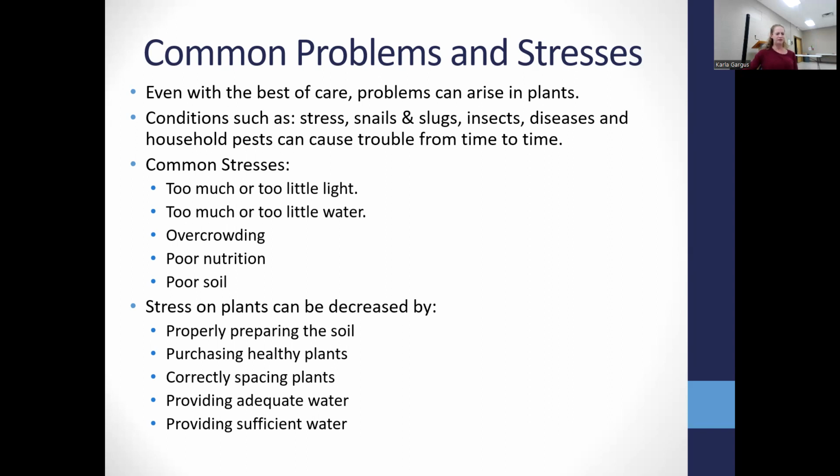But like we said, common stresses: too much, too little light, too much, too little water, overcrowding, poor nutrition, just poor soil. Stress on plants can be decreased by properly preparing the soil, purchasing healthy plants, spacing plants correctly, providing adequate water and sufficient water, apparently.